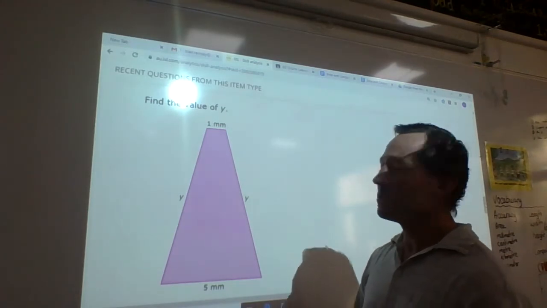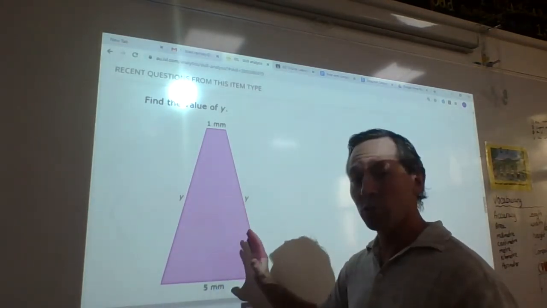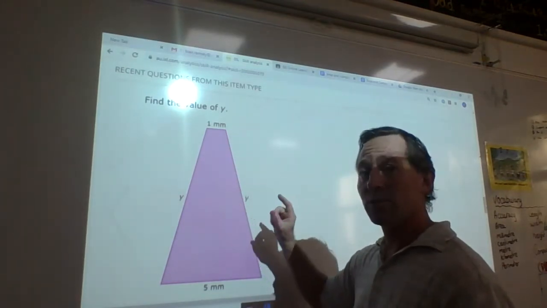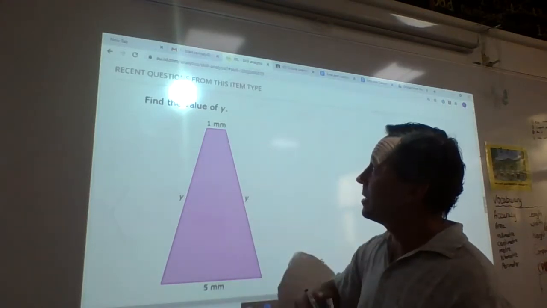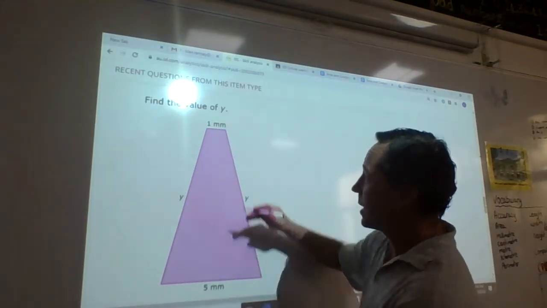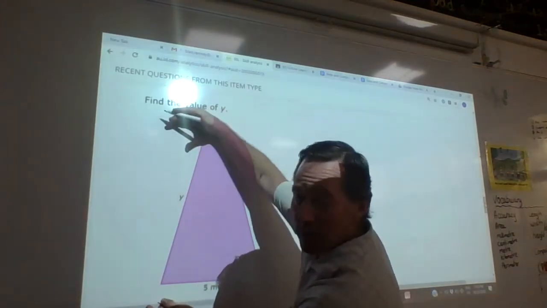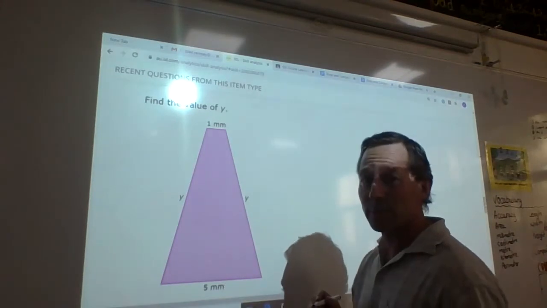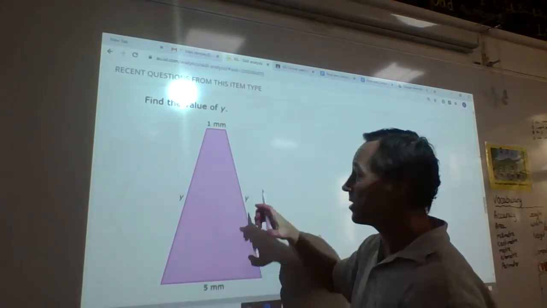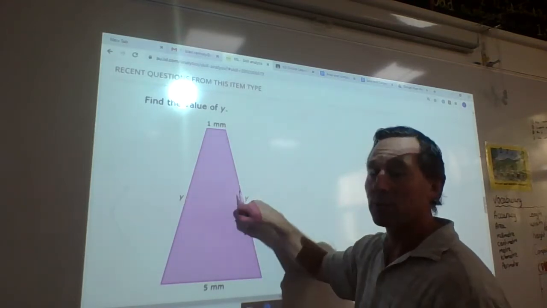In this case, it says find the value of y, and we're talking about the perimeter. At this stage, we know the perimeter of this particular shape will have 4 sides to it, so we'll need 4 numbers. This one and this one down here are parallel, which means they will never meet. They'll carry on this way. These ones are not parallel, but they are the same length, the same angle, everything. So this one will be equal to this one.